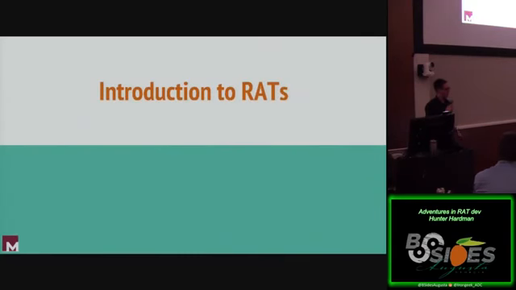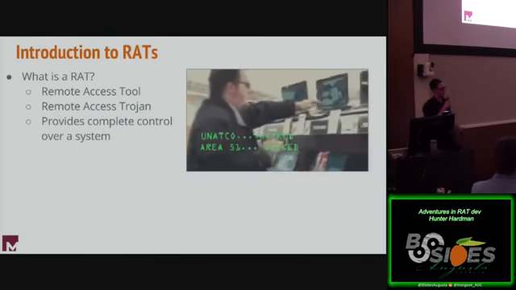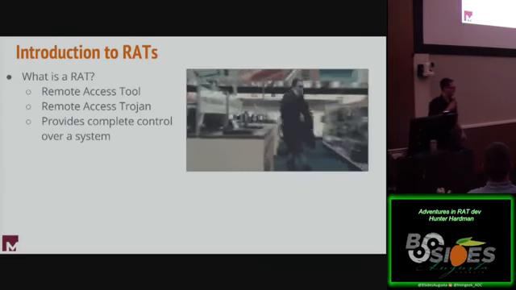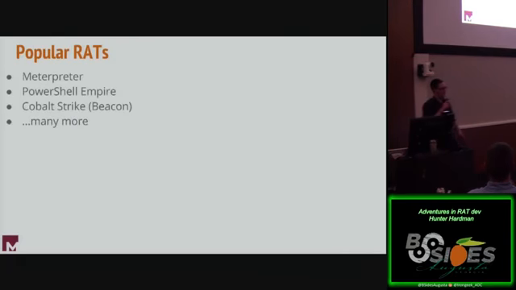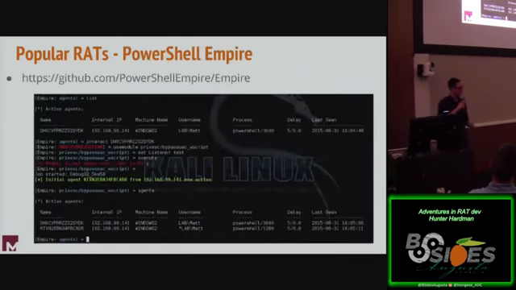So, introduction to RATs. What is a RAT? Essentially a remote access tool, or commonly called a remote access Trojan. Essentially it is just going to provide complete control over a system. Some popular RATs that have already been written: Meterpreter obviously, PowerShell Empire, Cobalt Strike, specifically the Beacon functionality of Cobalt Strike. There's other ones like Throwback and stuff like that. If you've never used Meterpreter, you should. Well, you shouldn't anymore, but yeah. Besides the point. This is PowerShell Empire. I really like that a lot. And then Cobalt Strike.